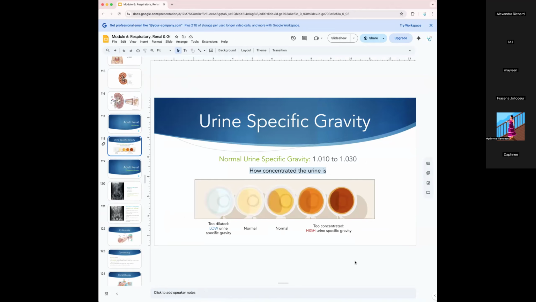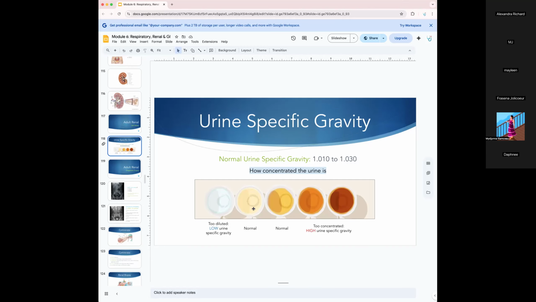So memorize that a normal urine specific gravity is 1010 to 1030. So 1.010 to 1.030, 1010 to 1030. Okay, so again, urine specific gravity tells you how concentrated the urine is. So the more concentrated the urine is, the higher the urine specific gravity. So the first cup, this urine is very diluted, so it's going to have a very low urine specific gravity. So that's going to be probably less than 1010, right?